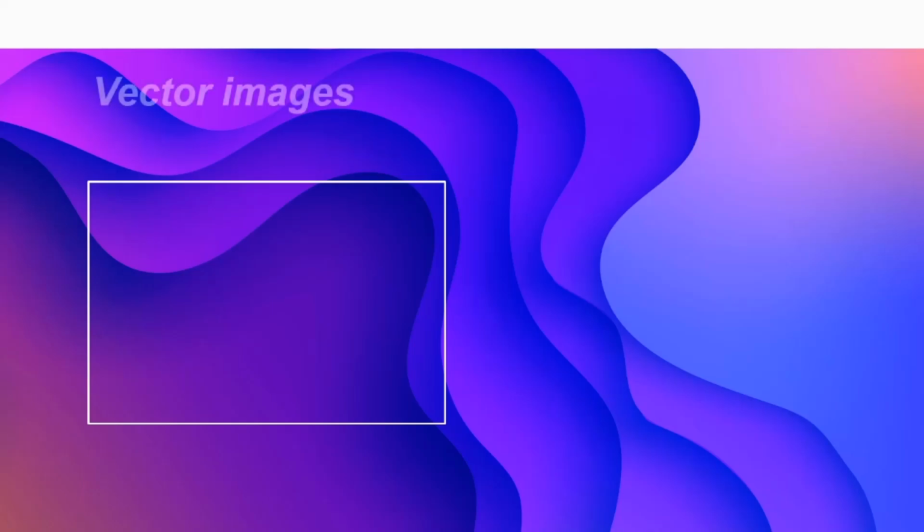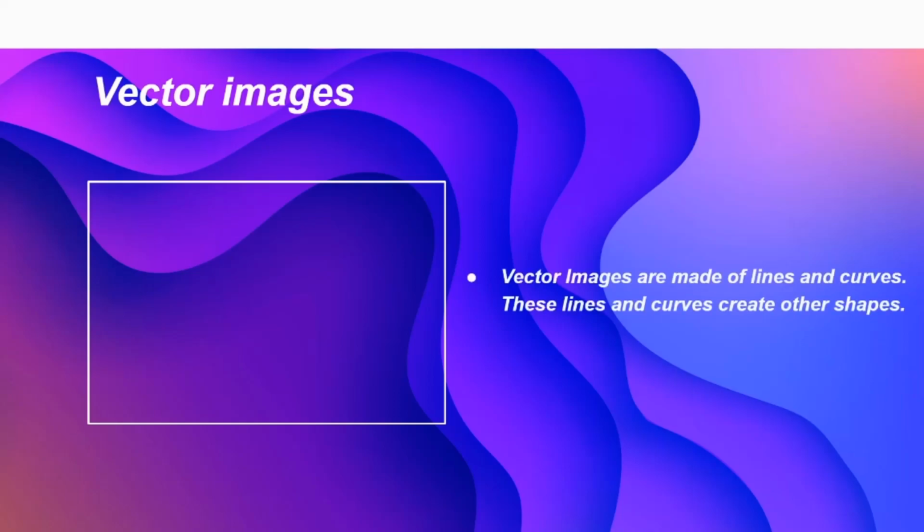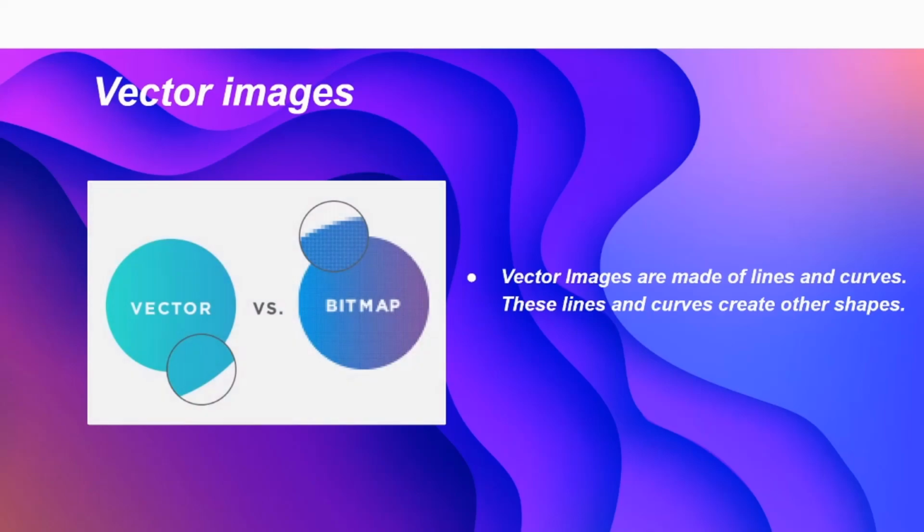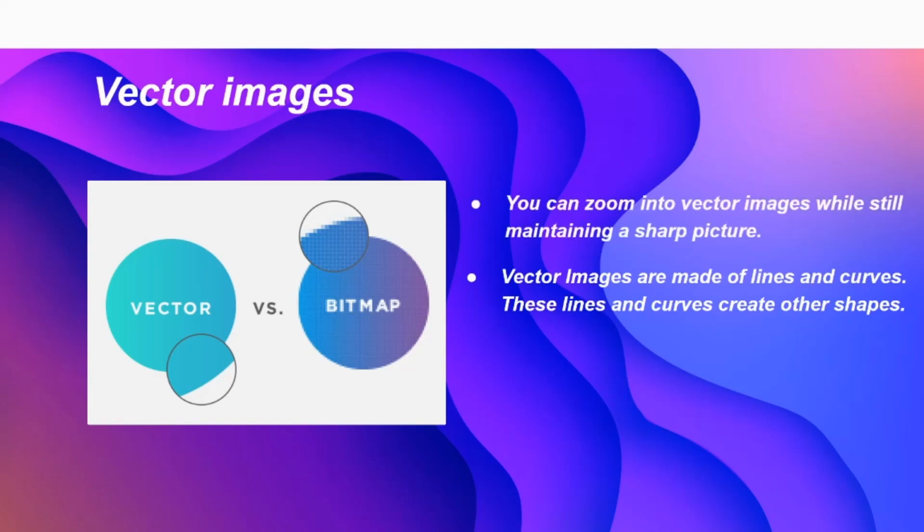Vector images. Vector images are made of lines and curves rather than pixels like bitmap images. These lines and curves create shapes, and the shapes form the image. Vector images have one key difference compared to bitmap images. You can zoom into vector images while still maintaining a sharp picture at lower resolutions.